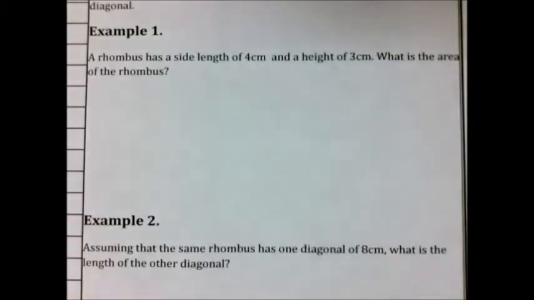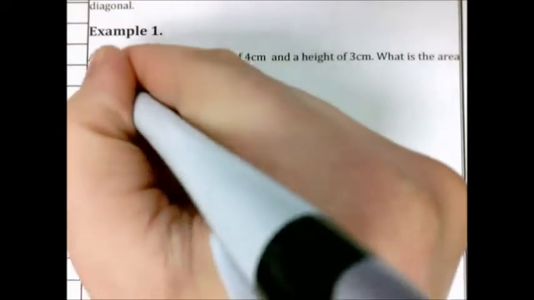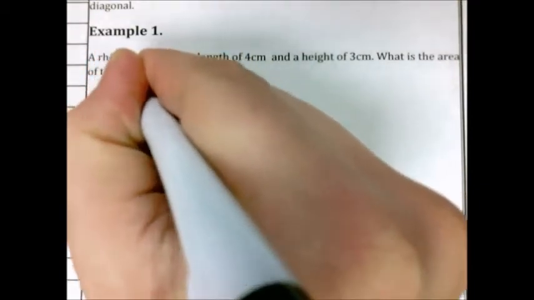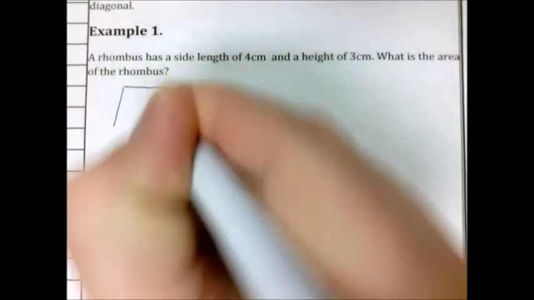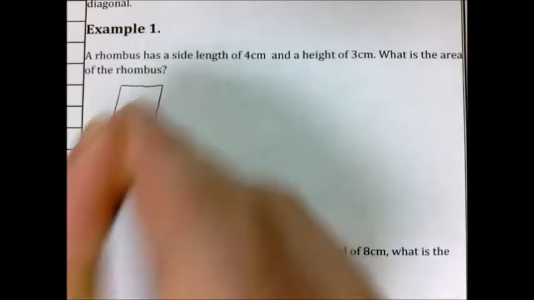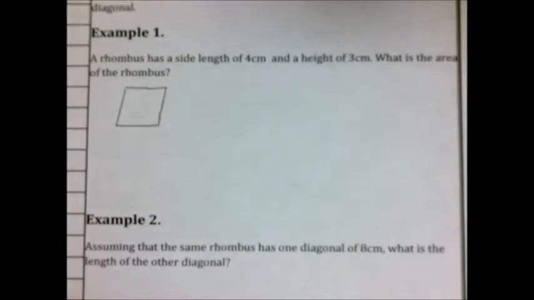So this first example says a rhombus has a side length of 4 centimeters and a height of 3 centimeters. And we want to know what the area of that rhombus is. First things first, whenever we're given a word problem, it's a really good idea to draw things out so that we can take a look at it a little bit easier. And remember, I'm a terrible drawer, but I'm going to do my best.